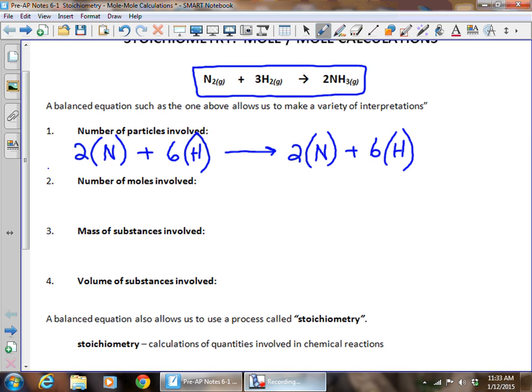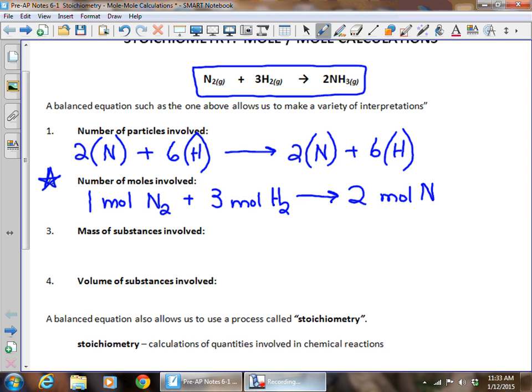It also gives us a number of moles involved, and I will say that's probably the most important thing we'll talk about today because that's what we're going to use. This relationship is what we're going to use with stoichiometry problems. We have 1 mole of nitrogen reacted with 3 moles of hydrogen, and when we get done, we have 2 moles of NH3 that are formed, and that relationship of moles is very important.